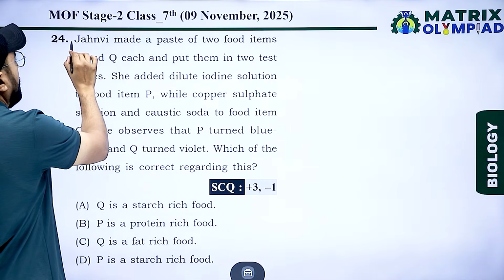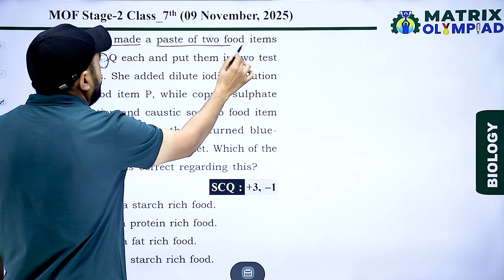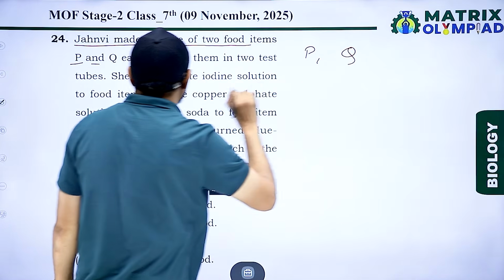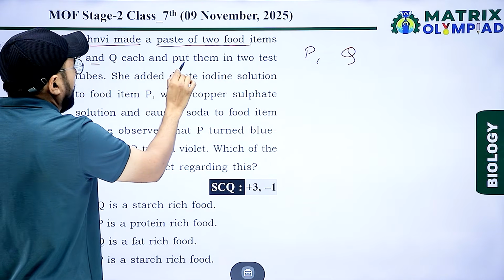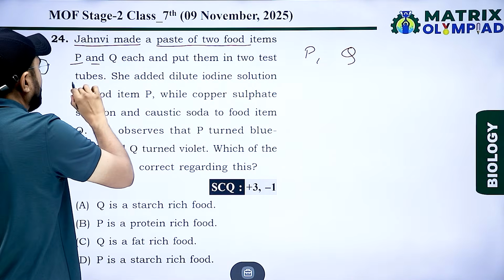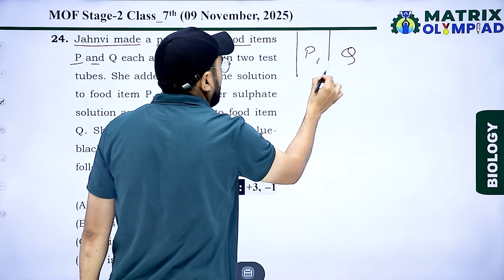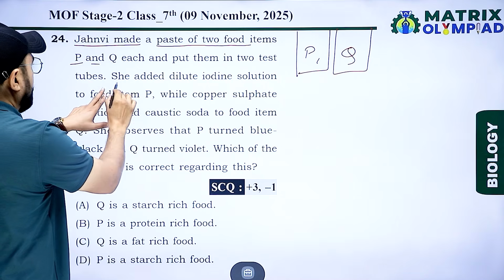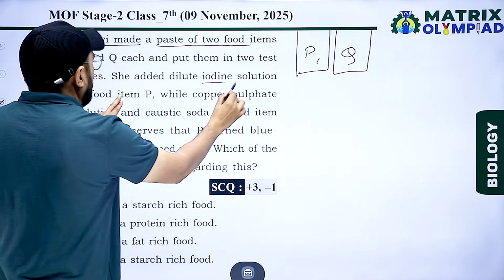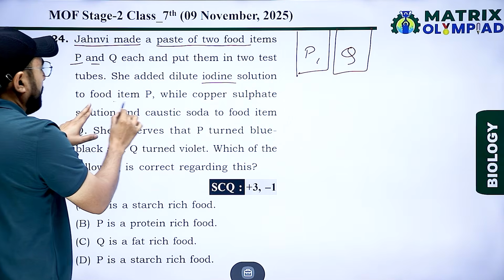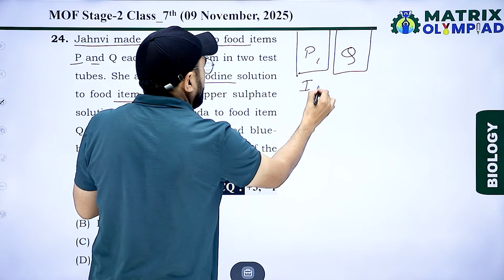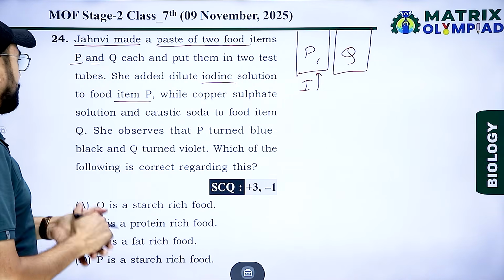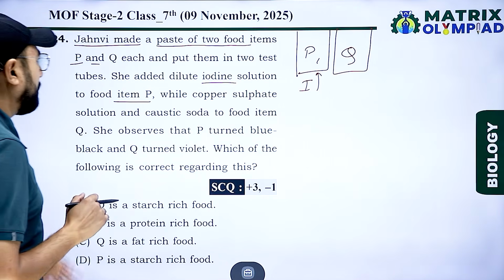Next, Janvi made a paste of two food items P and Q each, and put them into two test tubes. She added dilute iodine solution to food item P, while copper sulfate solution and caustic soda to food item Q.